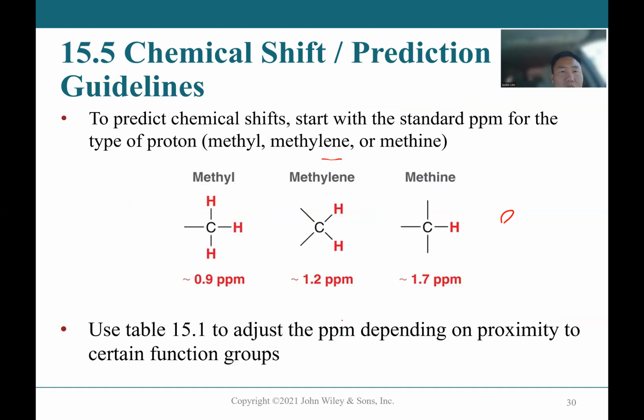To predict chemical shift, start with the standard ppm for the type of proton. So CH3, methyl proton, we can find 0.9 ppm. CH2, methylene proton, we can see around 1.2 ppm. CH, methine proton, you can see around 1.7 ppm.